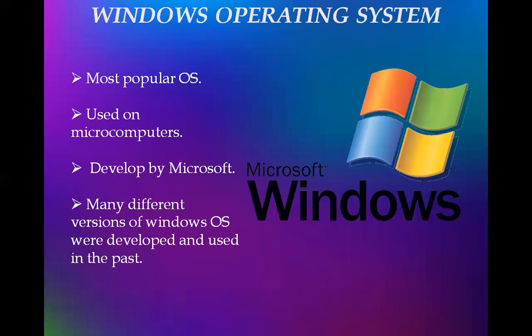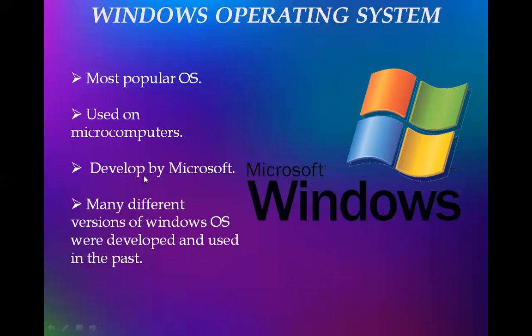Now we have to study in detail about the Windows operating system, what it is. It is the most popular operating system and it is widely used in microcomputers. You have to notice that today, in all small offices and in houses, the computers are microcomputers, and these microcomputers use the Windows operating system, which uses a graphical user interface.